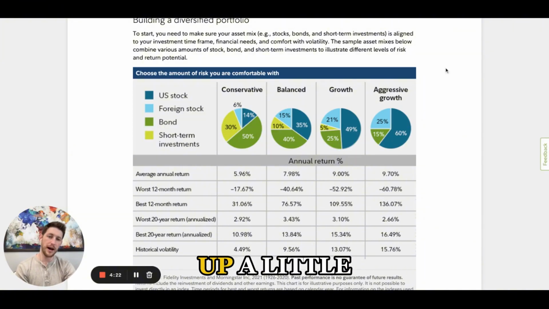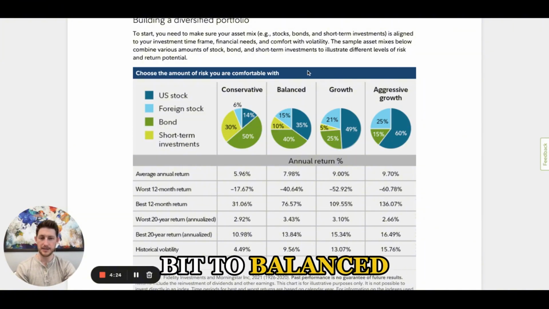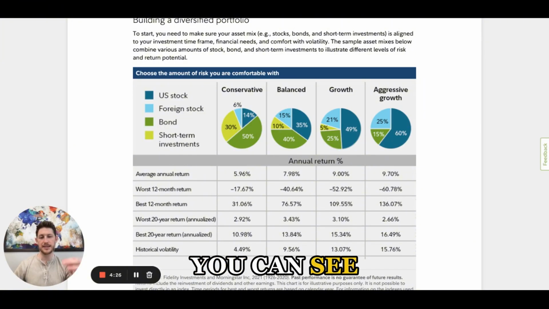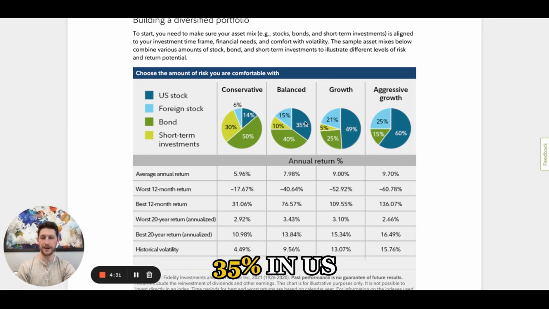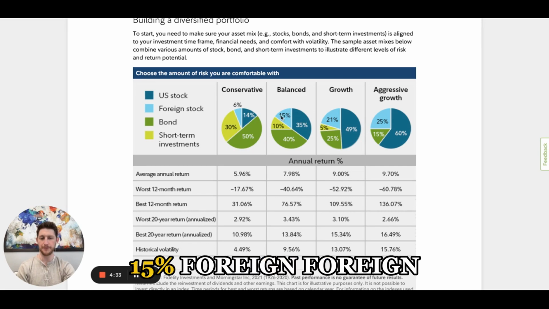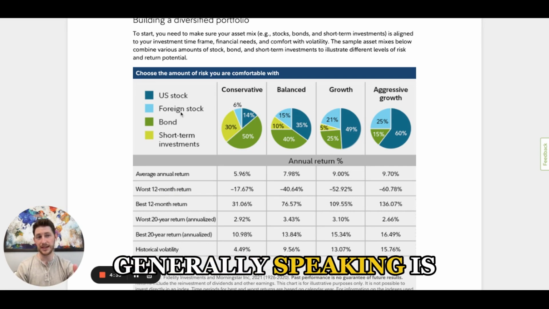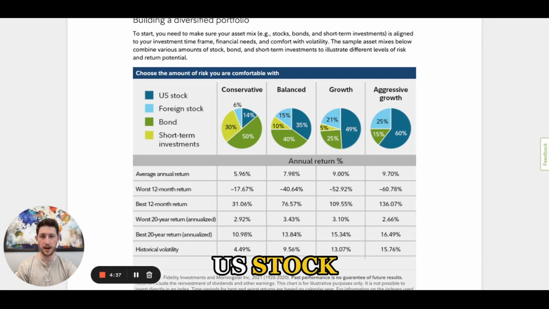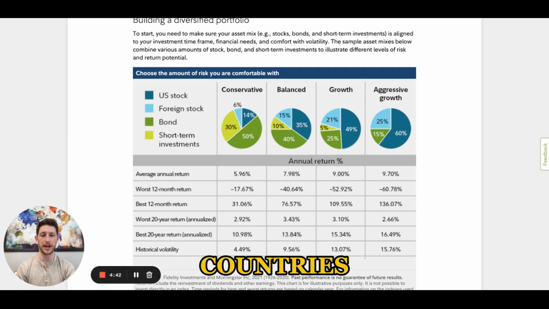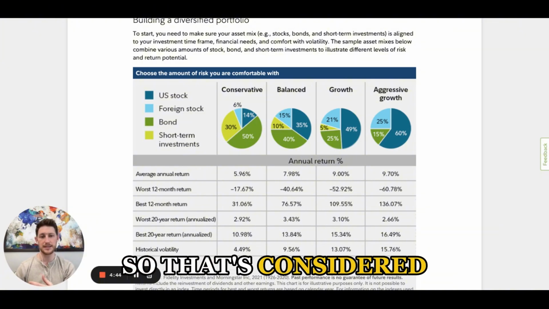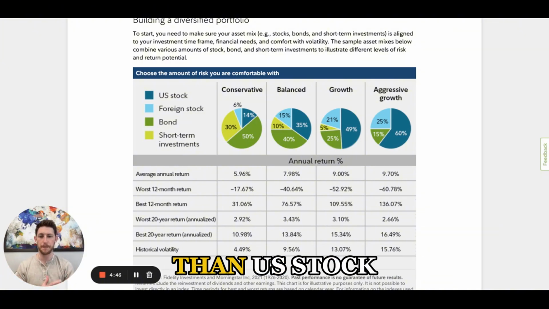So you move up a little bit to a balanced portfolio. You can see it's basically a 50-50 split. We've got 35% in US stock and 15% in foreign stock. Foreign stock, generally speaking, is more volatile than US stock. There are a lot of other factors that influence companies located in other countries, especially depending on where they are, so that's considered a riskier type of stock than US stock.